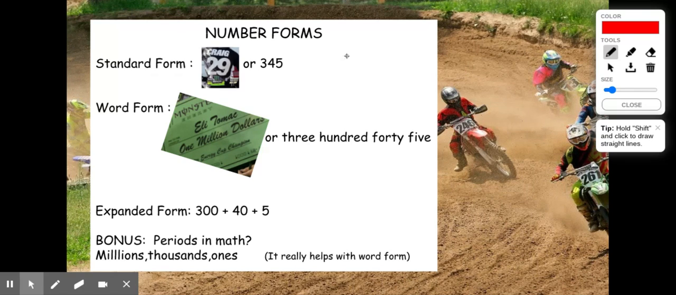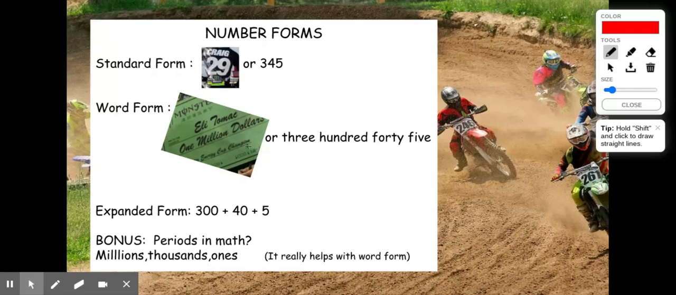I would like to teach you the three different forms, which are standard form, word form, and expanded form. And I gave you little images for standard and word form. Standard form is like how you see it on a jersey or on a number plate. It's just written out in numbers. 29, Christian Craig's 29, so they're just putting 29. It would be very weird if they wrote it out in word form, which is down here. So that's standard form. That's how you normally see numbers.